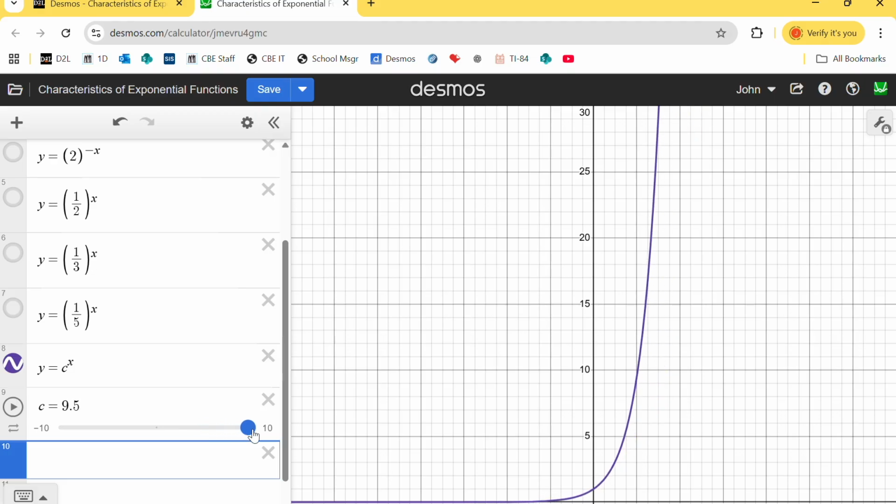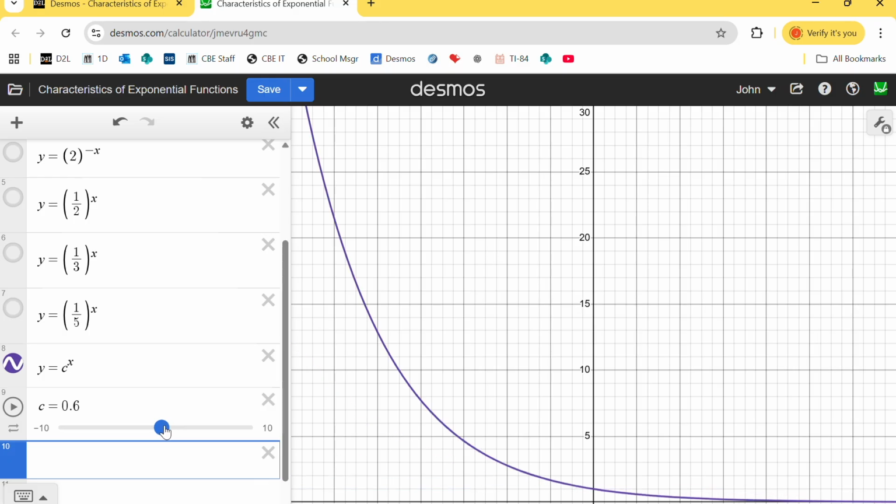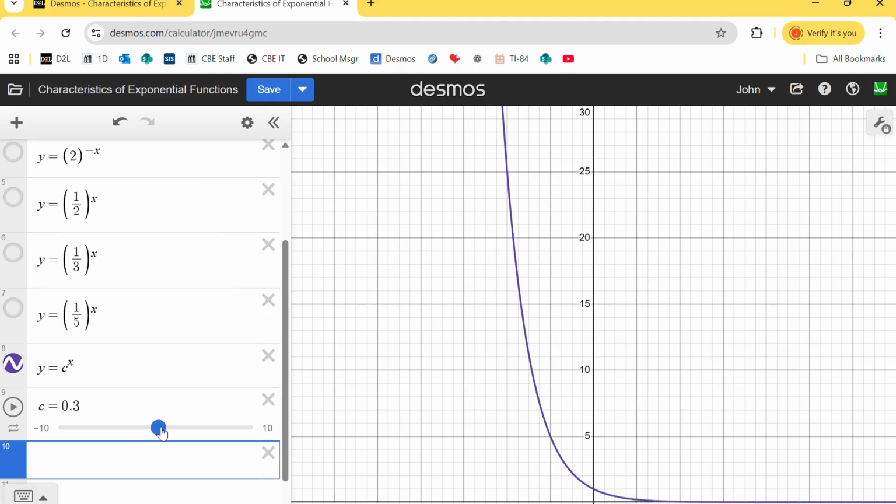Okay? What happens when c is less than 1 but greater than 0? So c is less than 1. Well, it starts to turn into a decreasing function. So all the way down, when c is 0, what happens? It's just a horizontal line, right?